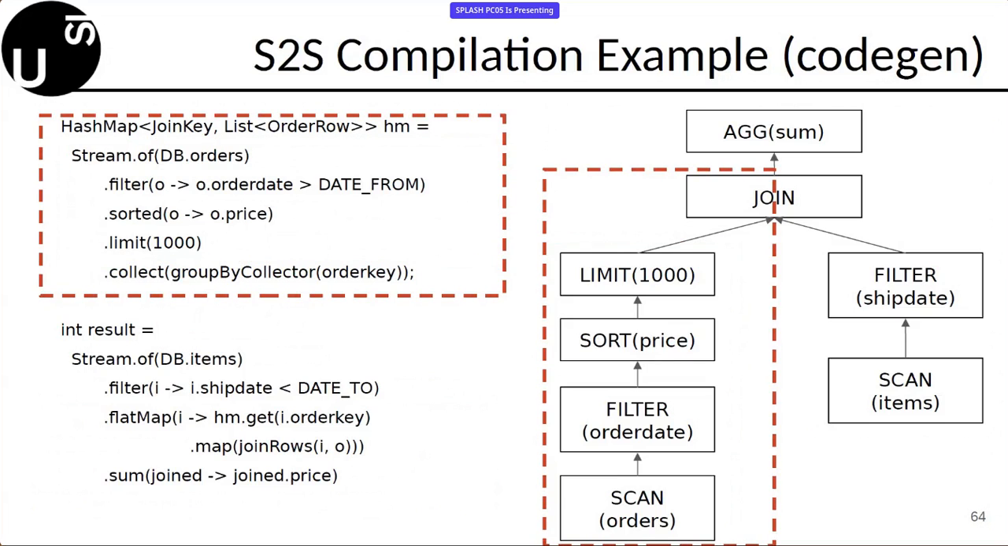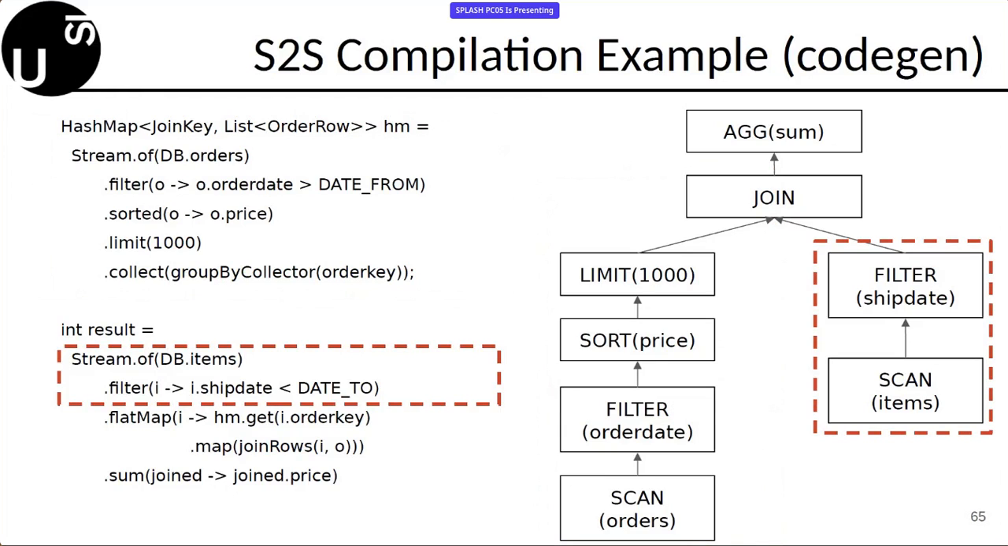And we implement the left part of the join by introducing a group by collector, which creates a hash map where the keys are of the join key type, which is the type of order key, and the values in this hash map are a list of orders. So in case the order key is actually a key in the database, the list will always contain one element, but since we cannot know that, we always generate a map with this shape, so a list of rows as values.